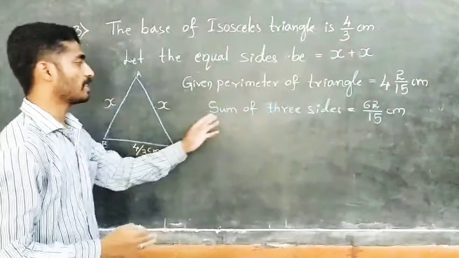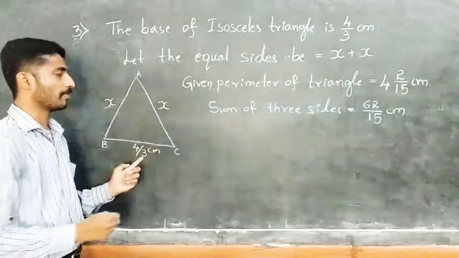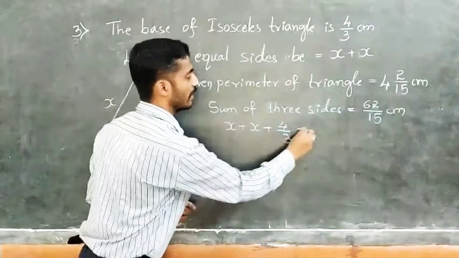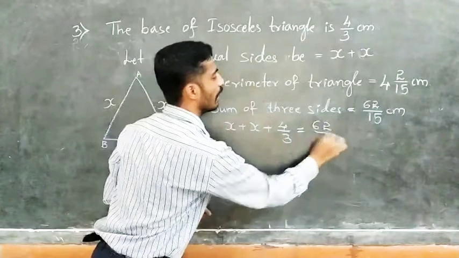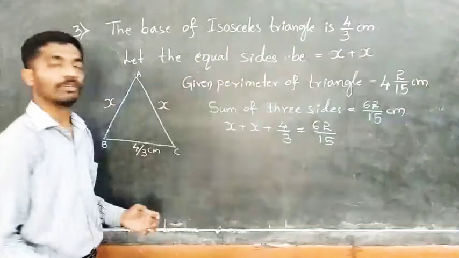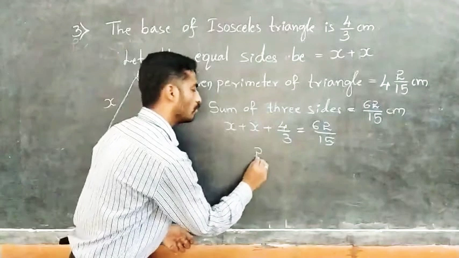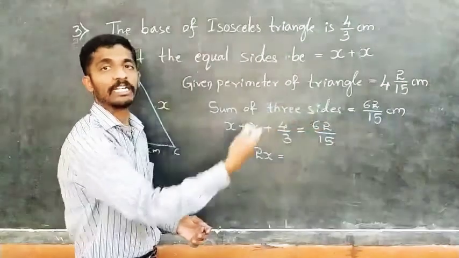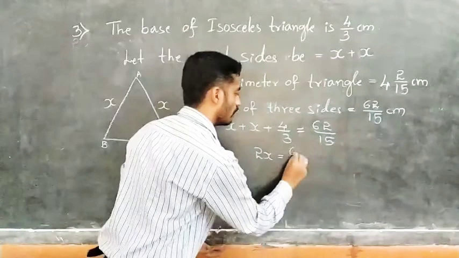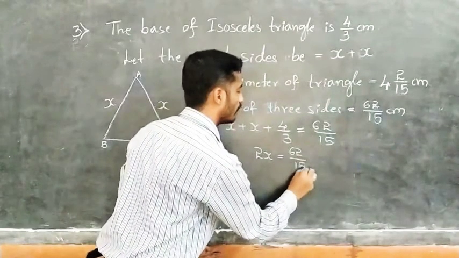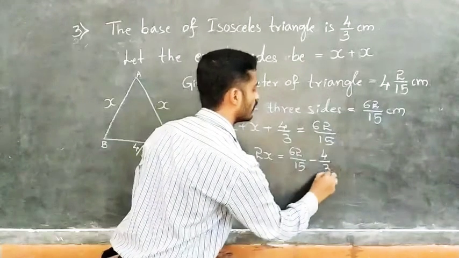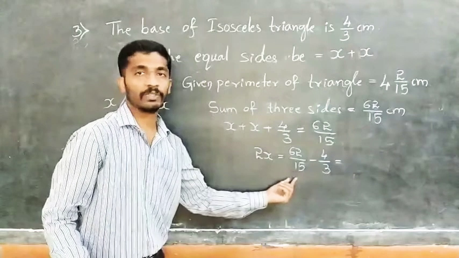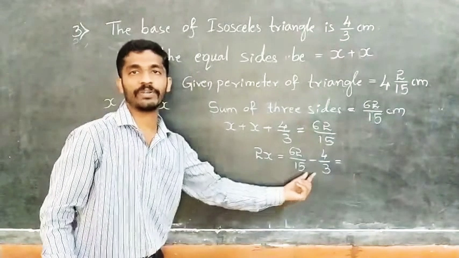So now add the sum of 3 sides. x plus x plus 4 by 3 gives us how much? 62 by 15 centimeter. Okay, so x plus x means 2x. So 4 by 3 I take to the right side, it becomes minus. So 62 by 15 minus 4 by 3.